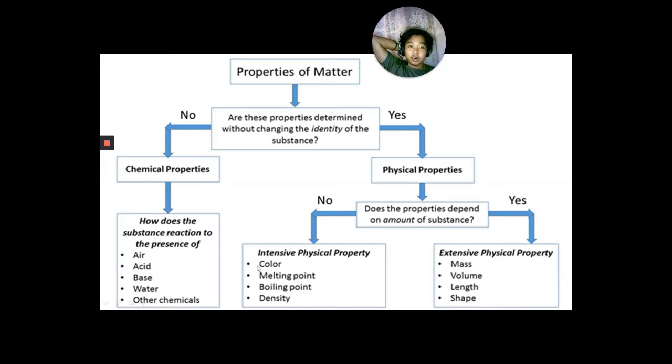Color: kahit hati-hatiin mo yung table mo, pero wag mong gagawin, wag mong chop-chopin, the color of your table will remain the same, no? Anong kulay man yan. Melting point, boiling point, density. While sa extensive, halos magkakapamilya naman sila. So, mass, volume, length, and shape. These are your extensive properties, properties that depend on the amount.